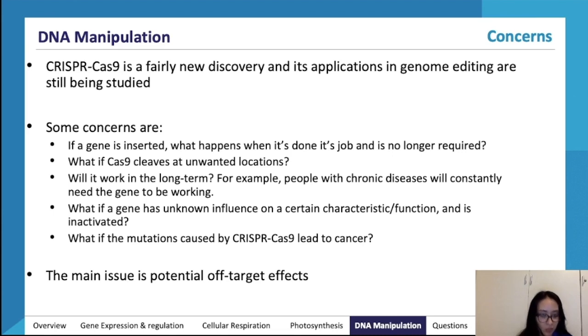So some concerns which are being studied are: if a gene is inserted, what happens when it's done its job and is no longer required? What if Cas9 cleaves at unwanted locations? Will it work in the long term? For example, people with chronic diseases will constantly need the gene to be working. What if a gene has unknown influence on a certain characteristic or function and is inactivated? What if the mutations caused by CRISPR-Cas9 lead to cancer? The main issue is really potentially off-target effects.